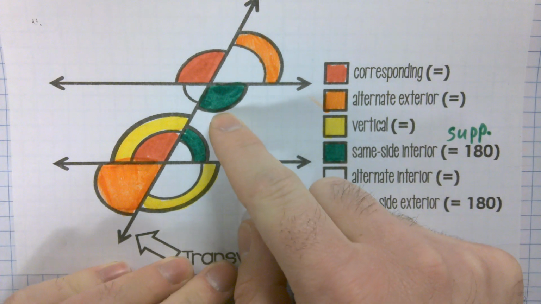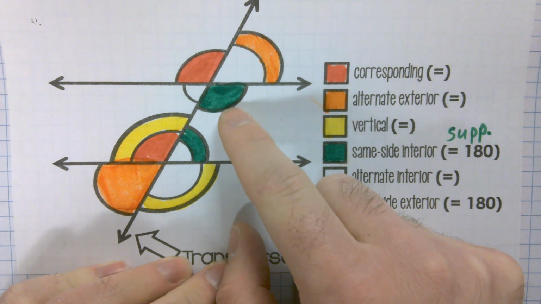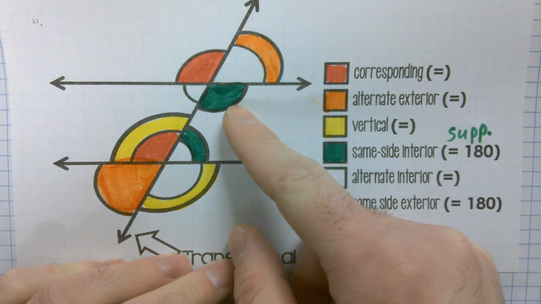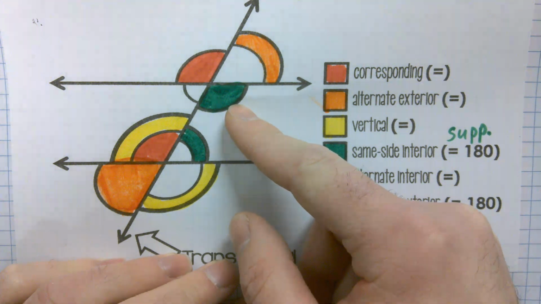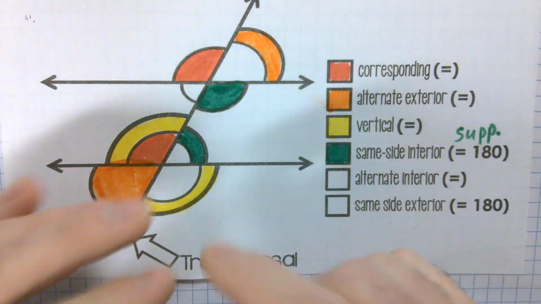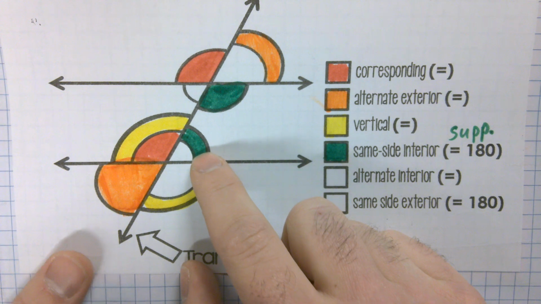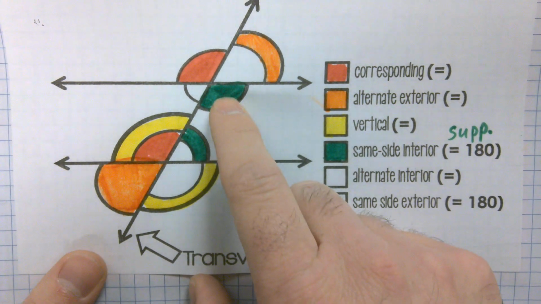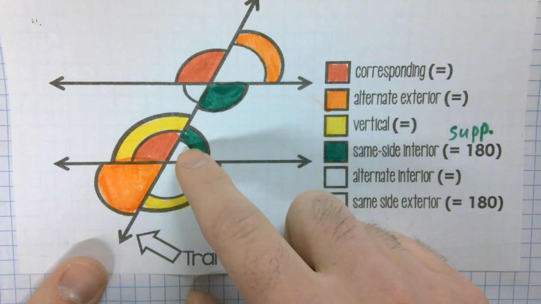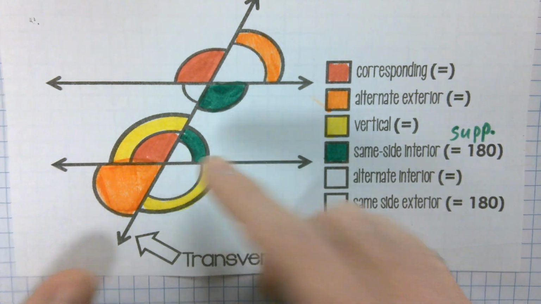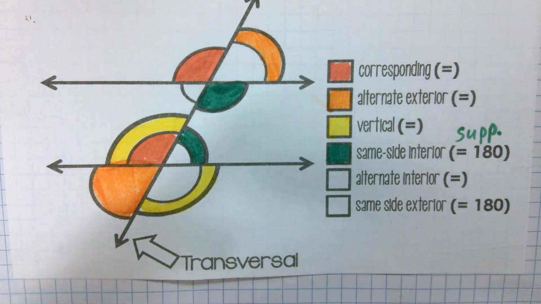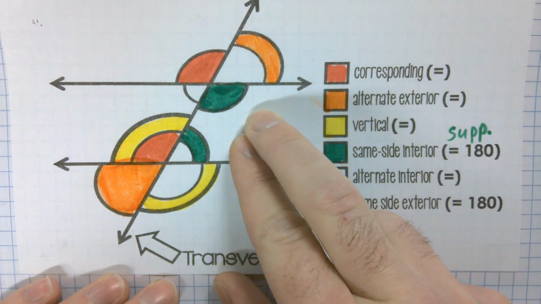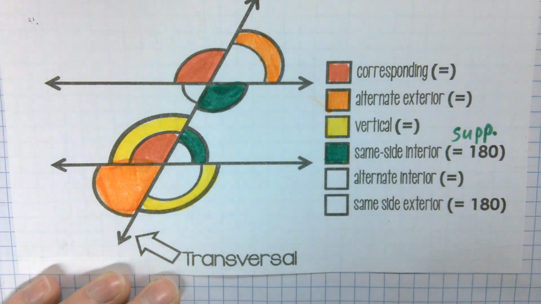Take a look. This top green angle that I'm pointing at, is that an obtuse angle or an acute angle? It's obtuse. It is larger than 90 degrees. What about this green angle on the bottom? That one's acute. So if this angle's obtuse, this angle's acute, they cannot be equal to each other. They are in fact supplementary. We can add them together and they equal 180.